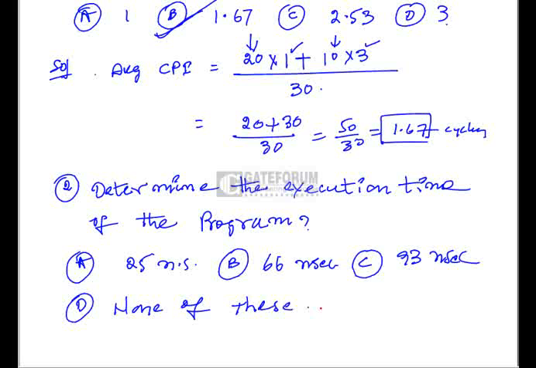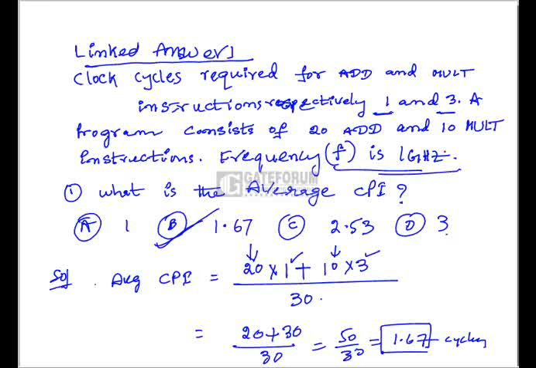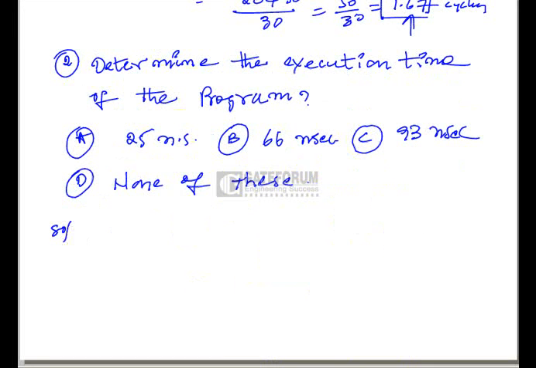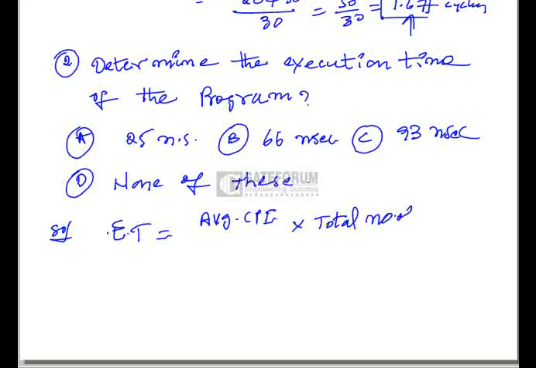So we have to determine the execution time of the total program. The program contains 20 add instructions and 10 multiplication instructions. Frequency is also given as 1 gigahertz. So if you want to find out the total execution time, we have to make use of the CPI. So 1.67 you have to make use of here. So the execution time formula is the average CPI, what we got in the previous case, average CPI into total number of instructions divided by the frequency f.